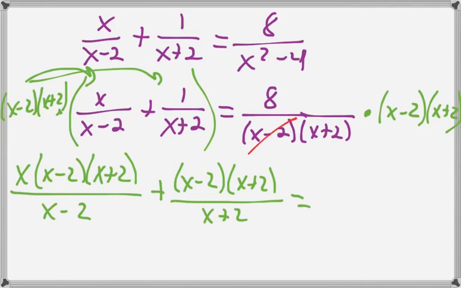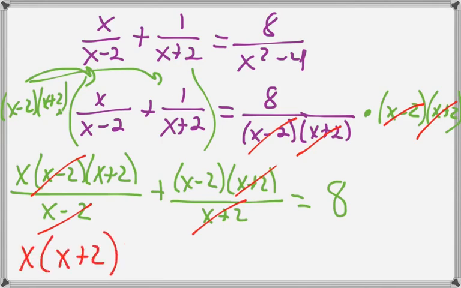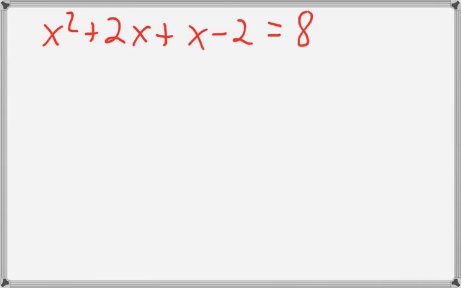Okay, on the right side I am going to simplify this at this point, so we just get 8 on the right. And then we can simplify our fractions on the left. So we have x times x plus 2 plus x minus 2 equals 8. And then we'll solve that for x. So we'll distribute the x here. And we'll combine our like terms there.